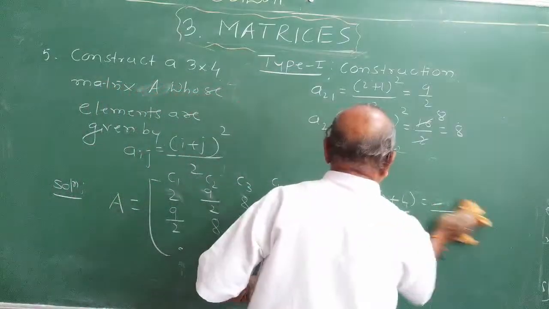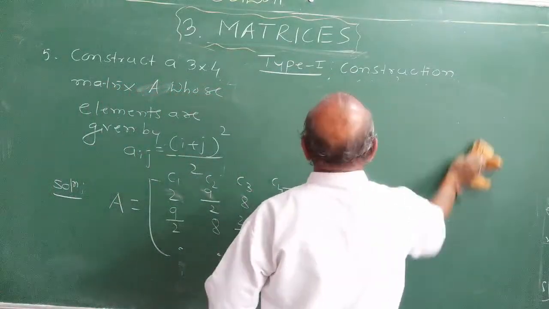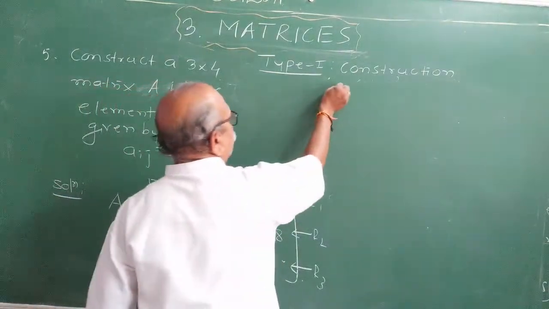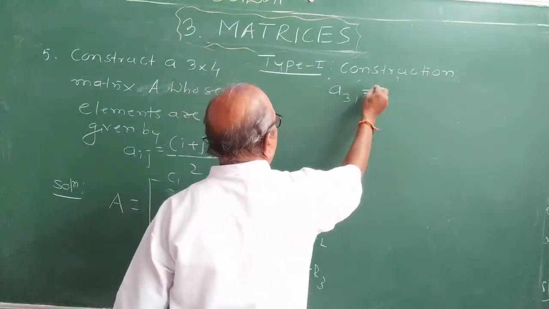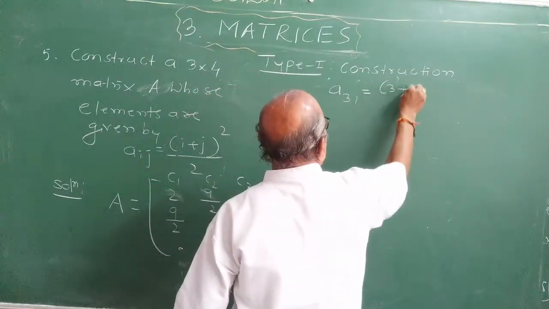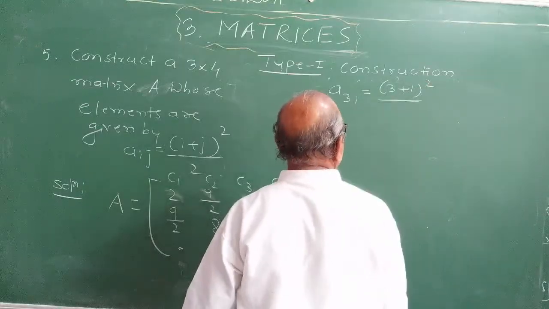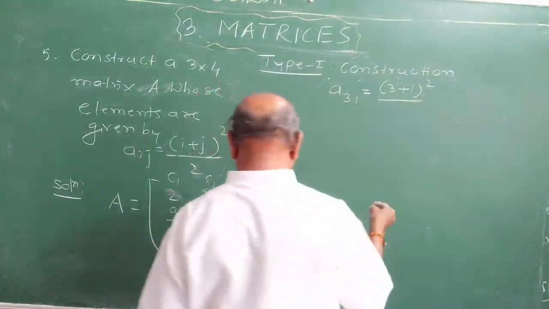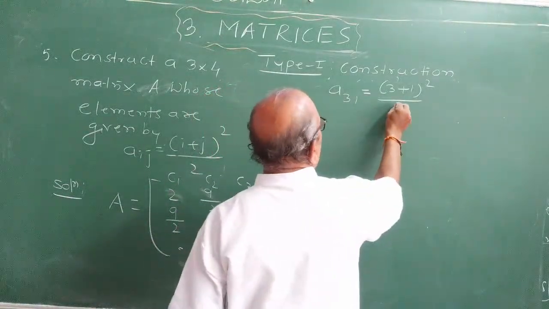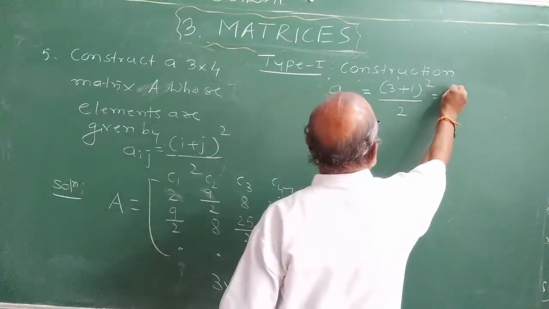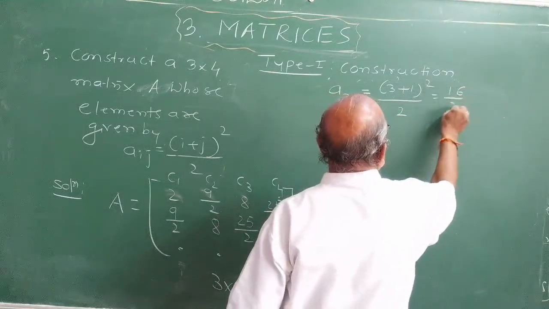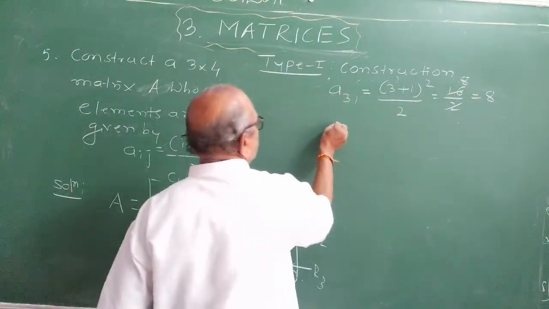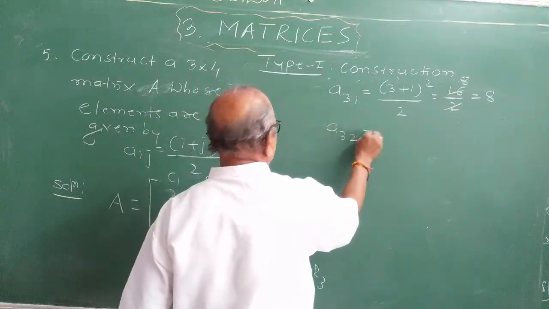How to construct a matrix under given conditions is the type 1 problem. And we will move on to the last one. Third row, first column is given by (3 plus 1) square upon 2. That is 4 square is 16 upon 2. 2 ones are 2, 2 eights are 16. You are getting the answer 8.